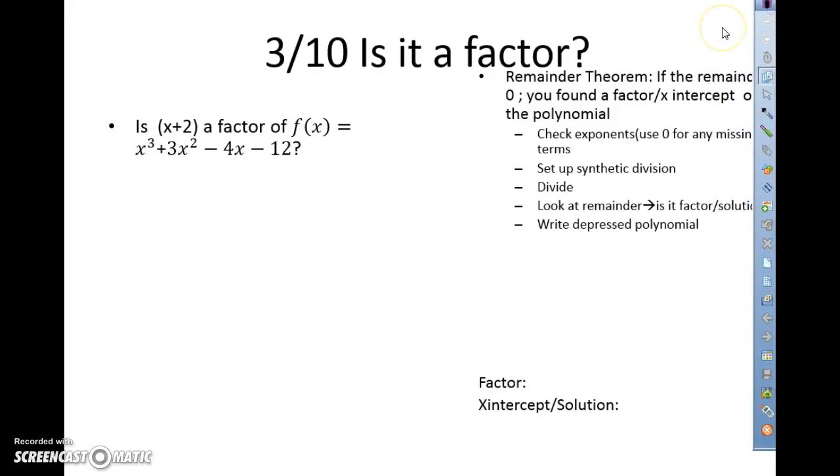Then, if it's not a factor, then it's just a regular point on that graph, and it's not on the x-axis. So when you're asking what is this relation, you put the point where it is.